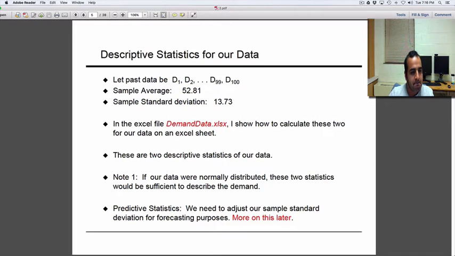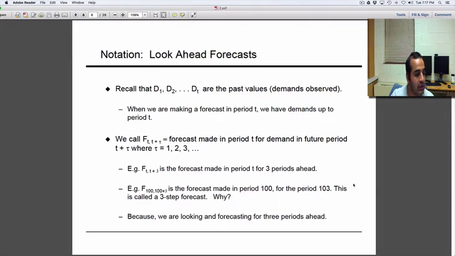Now, this might be a good time to pause and look at how to calculate the descriptive statistics from a few weeks ago. Mean and standard deviation are two descriptive statistics of our data. If our data was normally distributed, it would be sufficient to describe the data, and that would be even for the predictive statistics. However, if we need to use our data to forecast, we need to adjust our sample standard deviation for forecasting. We'll talk about the reasons a little bit more in a bit.